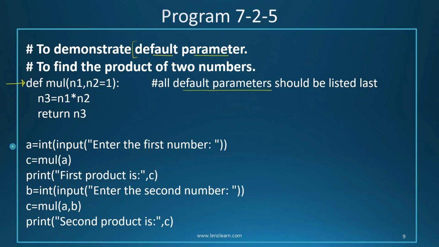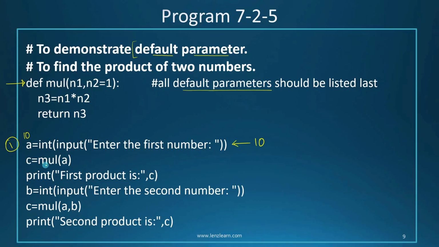Now let us see how this program runs, then you will understand the purpose of a default parameter. Now the execution starts from the first statement inside your main function. Now it is asking for an input value for a. So assume that I enter 10. So now the value of a is 10, right?